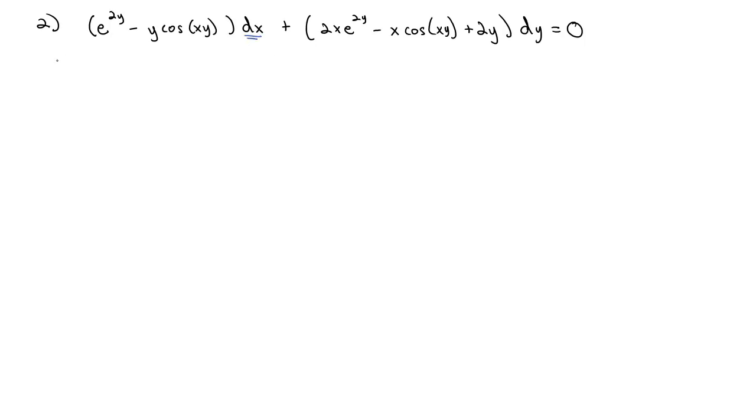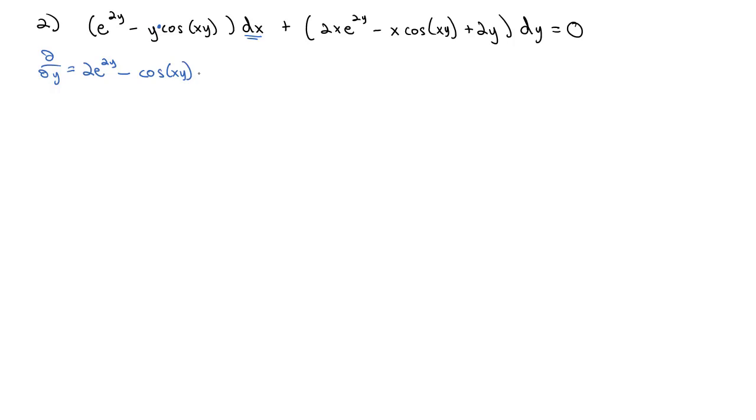Because we've got our dx, we know I need to take the partial with respect to y. Be careful here, this partial is a little bit trickier to take. The first part's straightforward. E to the 2y becomes 2e to the 2y. Minus, we've actually got a product here, so we need to use the product rule. The derivative of y is 1 times the second, which is the cosine of xy.